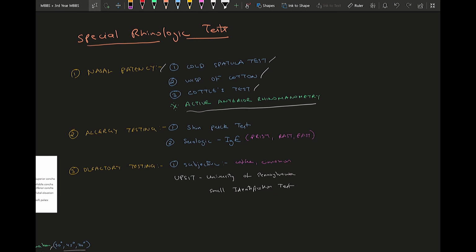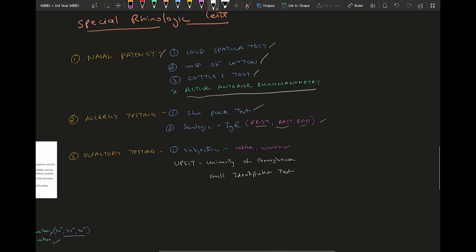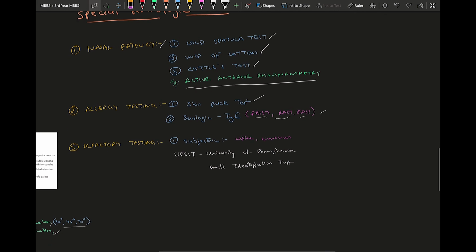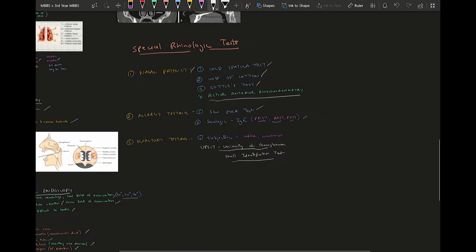Then allergic testing, where you have a skin prick test and serologic testing of IgE. There are different methods. The abbreviations are PRIST, RAST, NEAST. You can go check them up. Then finally, olfactory testing. You can either give them anything which smells, like coffee or cinnamon, or you can use the standardized testing method, which is the UPSIT, University of Pennsylvania Smell Identification Test.